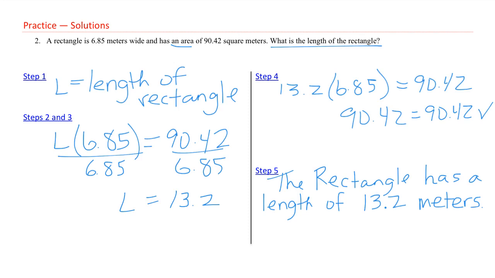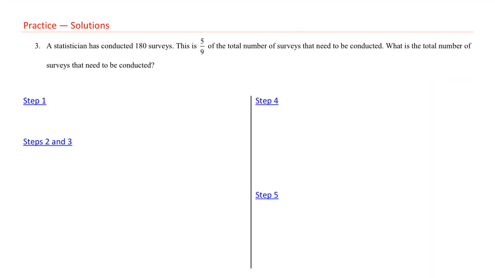Let's move on to our last problem. A statistician has conducted 180 surveys, and this is 5/9 of the total number of surveys that need to be conducted. What is the total number of surveys that need to be conducted? We're going to define our variable. For this problem, we're going to use x. And the unknown quantity in this problem is the number of surveys that need to be conducted.